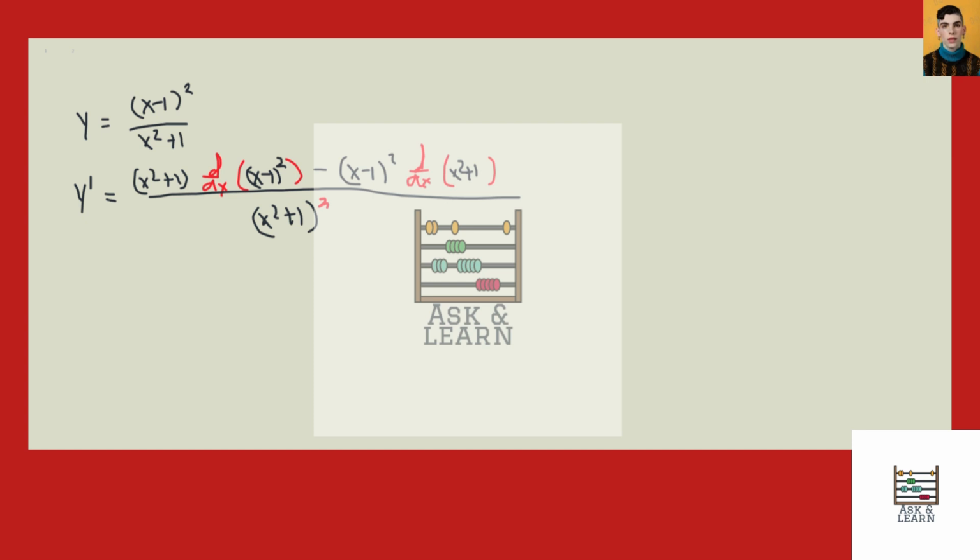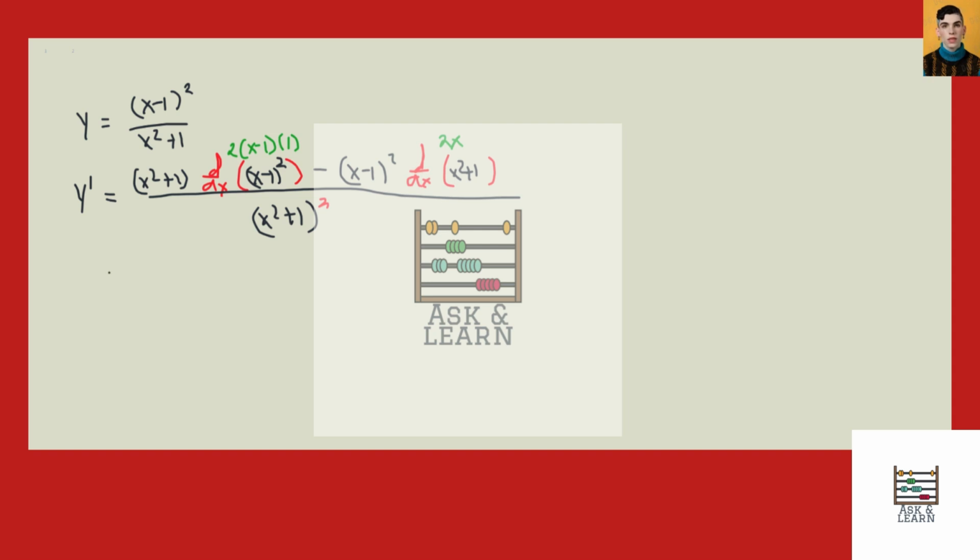Now, to take the derivative of x minus 1 squared, we're going to need to use chain rule and power rule. So power rule says move that 2 out front, and we'll have that times x minus 1. And then we would need to take the derivative of the inside of x minus 1, which would just be 1. And now to take the derivative of x squared plus 1, well, that's going to be 2x for x squared, and the derivative of 1 is just 1.